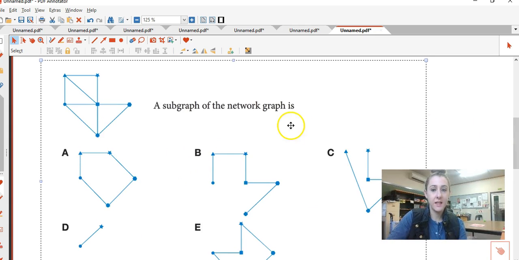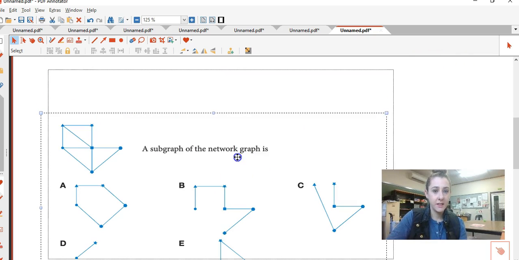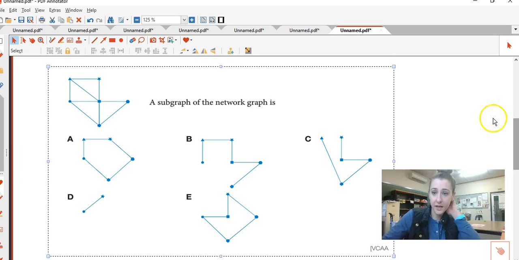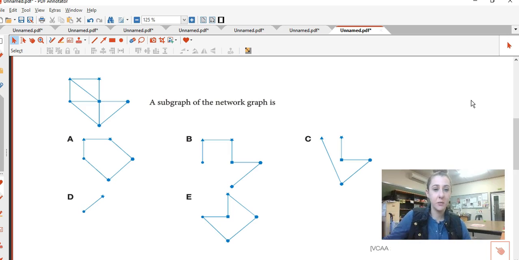So it's telling us that this graph in the question is a subgraph. No, it's a full graph, and it wants us to identify the subgraph. So I'm going to go through and just work through each one. I might start with D because it's the smallest. So it's saying we've got a circle connected to a star, and in our original graph, I don't have a circle connected to a star, so it can't be D.